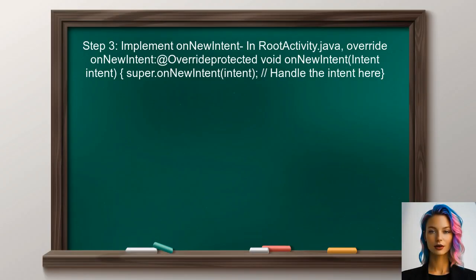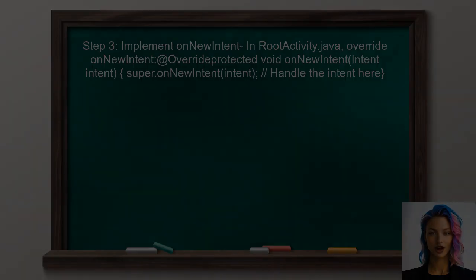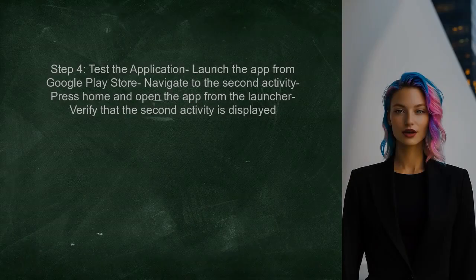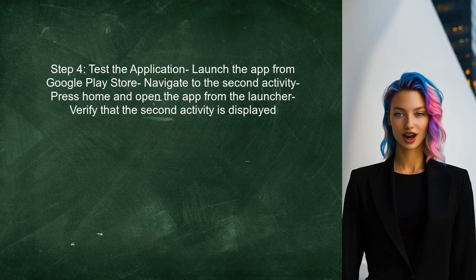Additionally, the user can implement the onNewIntent method in the root activity. This method will handle the intent when the app is opened from the launcher. Finally, the user should test the app by launching it from both the Google Play Store and the launcher. This will help confirm that the second activity appears as expected.